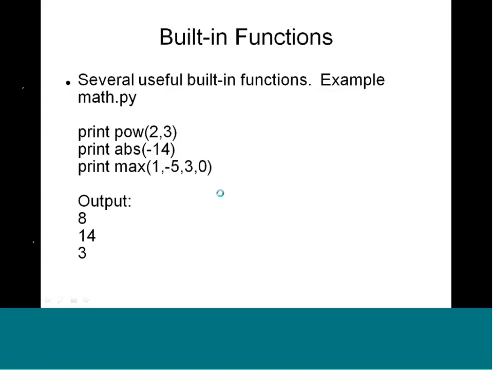So when we say pow(2, 3), that basically stands for power, and it computes a to the power of b, if this is a and b. And abs stands for absolute, so this is minus 14 and that becomes 14.